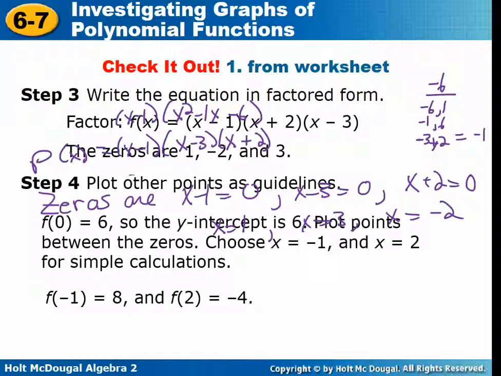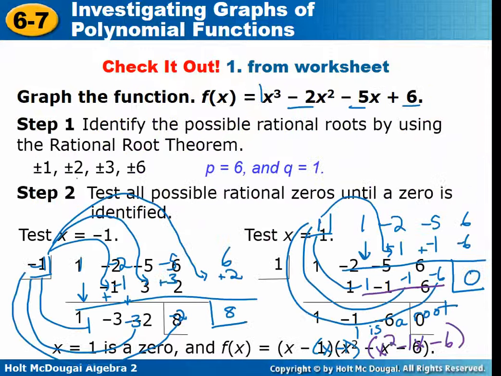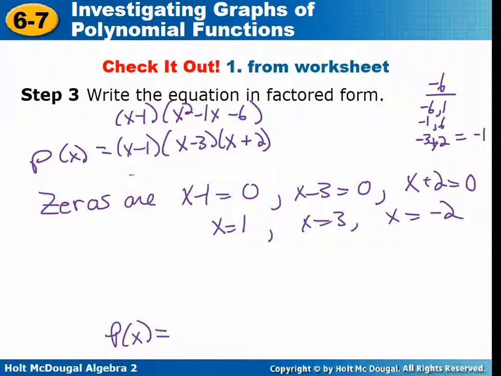In order to find the other points, take your original function, which was, I should have copied and pasted this, x cubed. I'm going to write this down and then write it on the next page to show you how to find the other values. We're just plugging in for x. Here's our original function, x cubed minus 2x squared minus 5x plus 6.